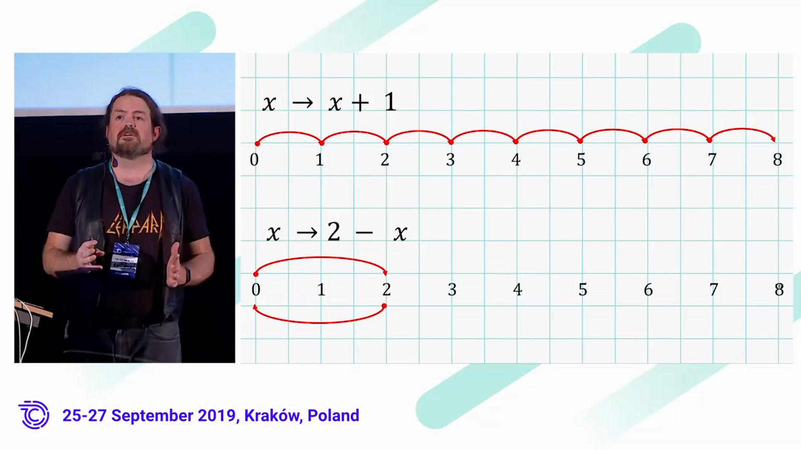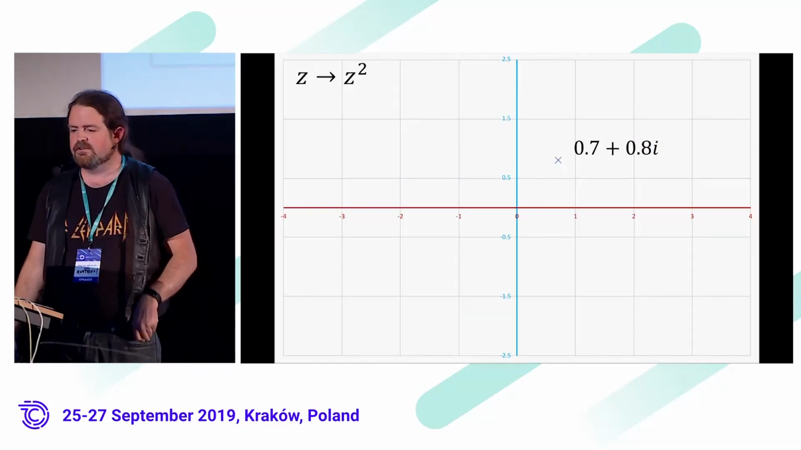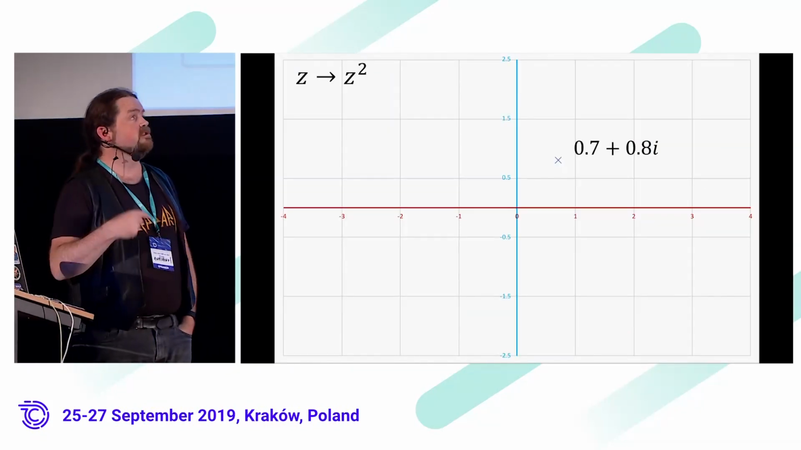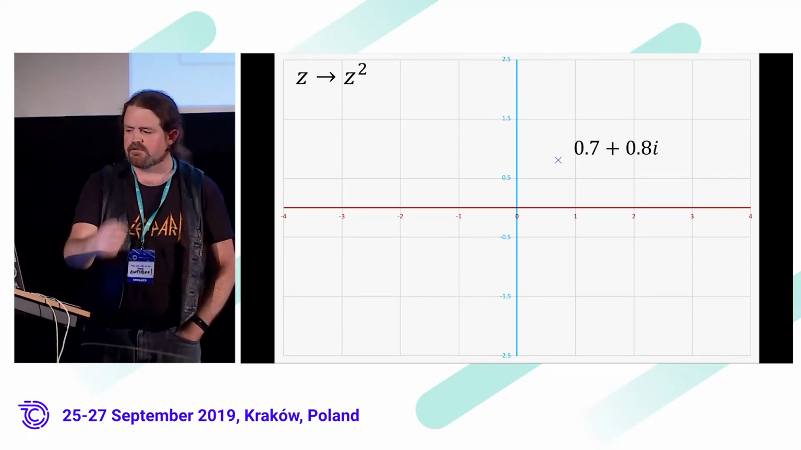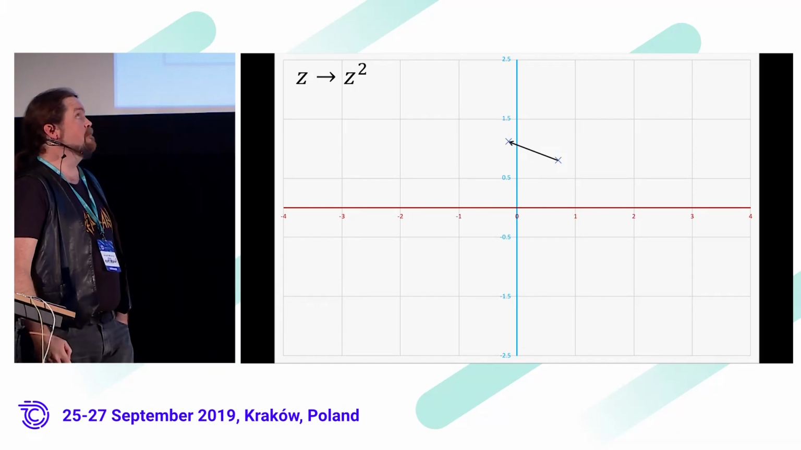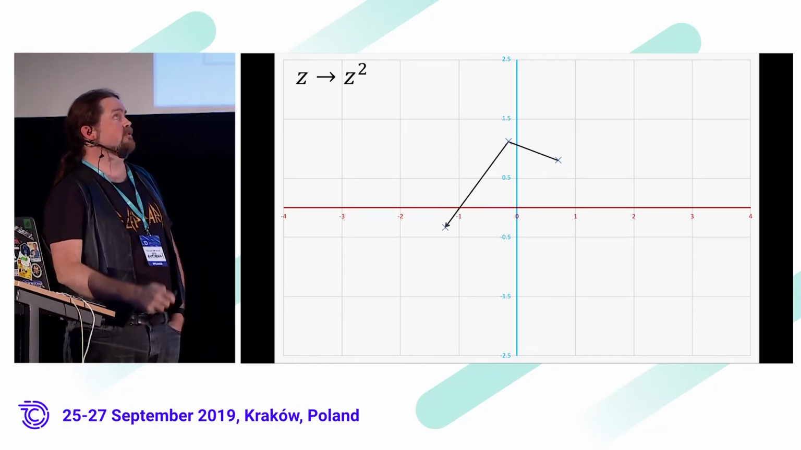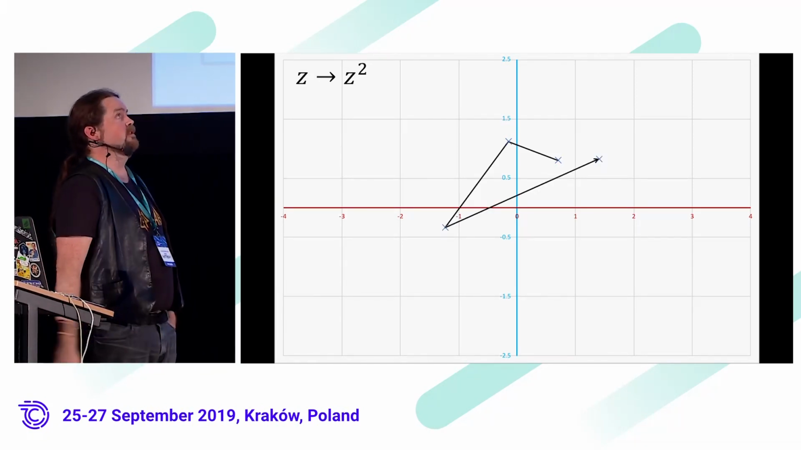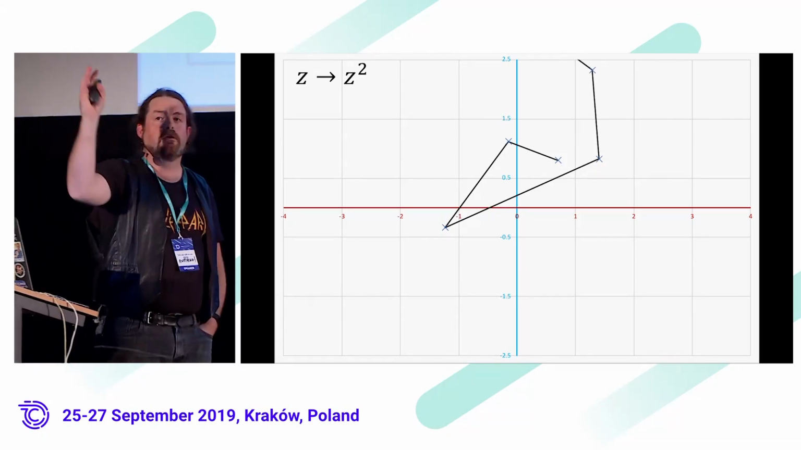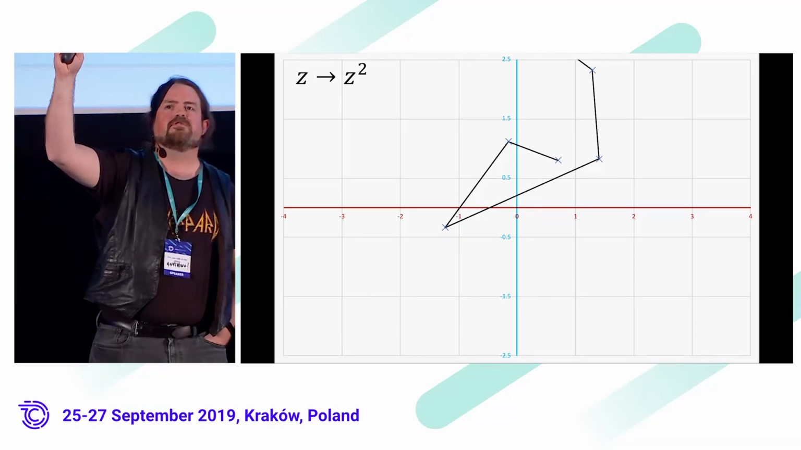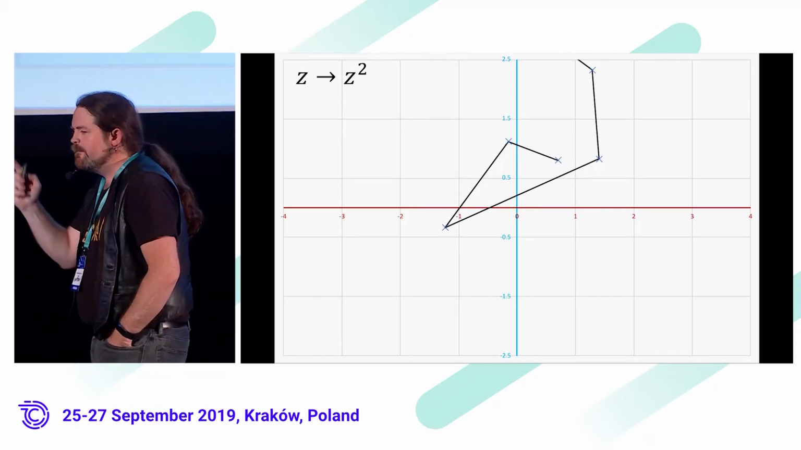Now let's do the same thing, but with a complex number. We're going to take this number here, and every iteration, we're just going to say this number goes to this number squared, okay? So first of all, it goes from there to there. And then we square that number, and it gives us this. And we square that number, and it goes to here, and we square that number, and whee, it's heading off, and it's gone. That number is now diverging towards infinity. It's never coming back.